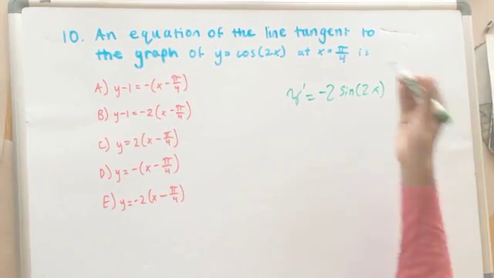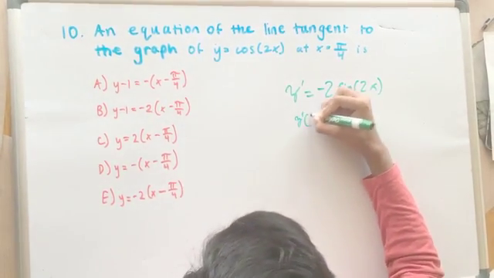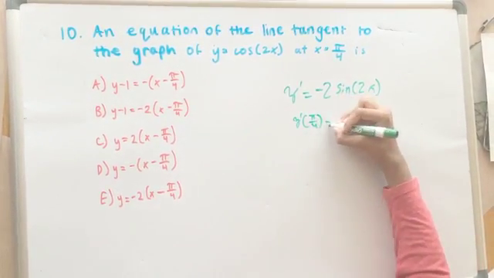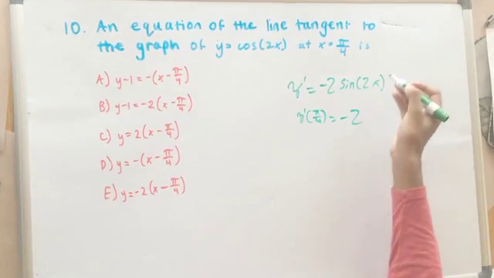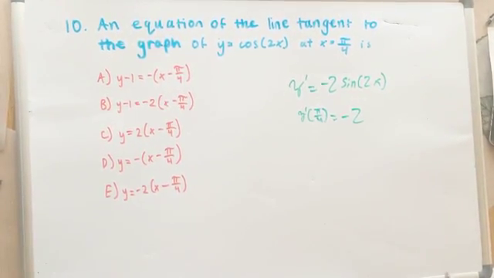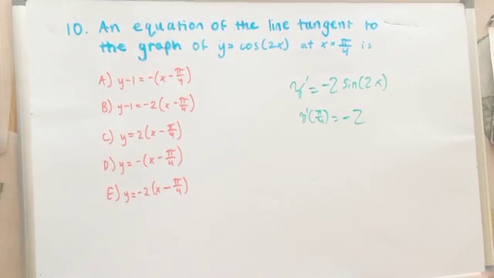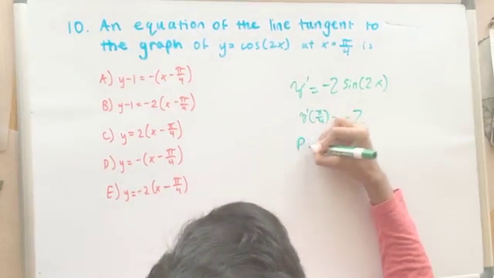So now, to find the slope at pi over 4, we plug in pi over 4 into this. So y prime of pi over 4 is just -2, because sine of pi over 4 times 2 is sine of pi over 2, and that is just 1. So now to find the equation, we need to plug into point slope form.